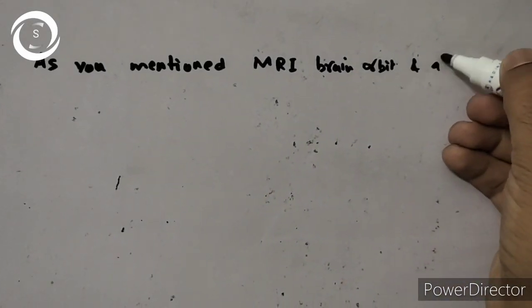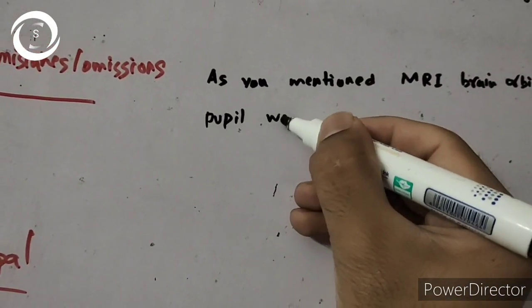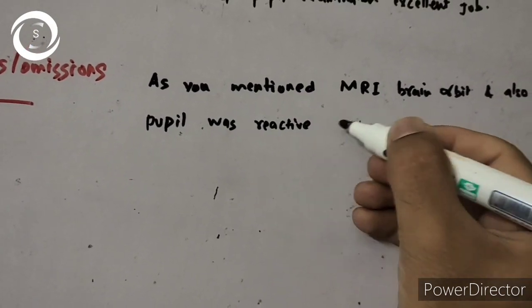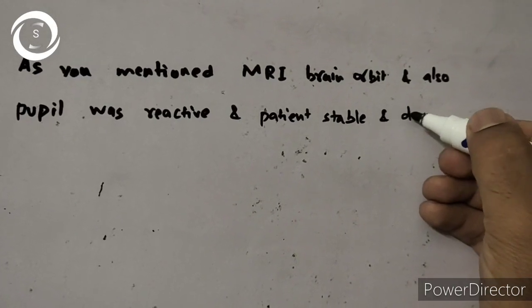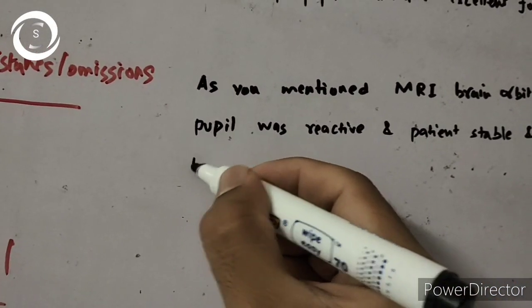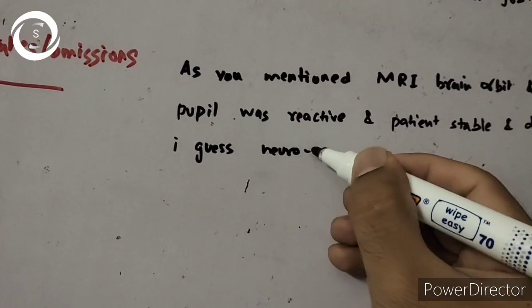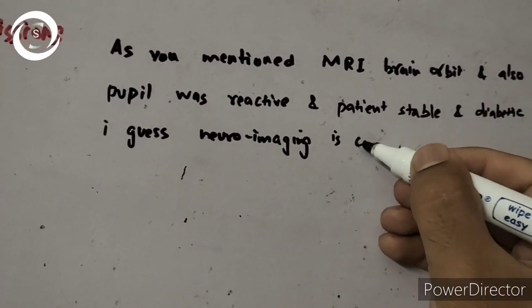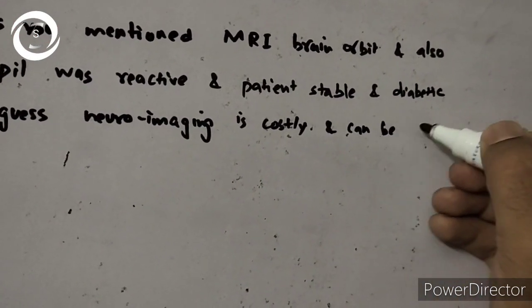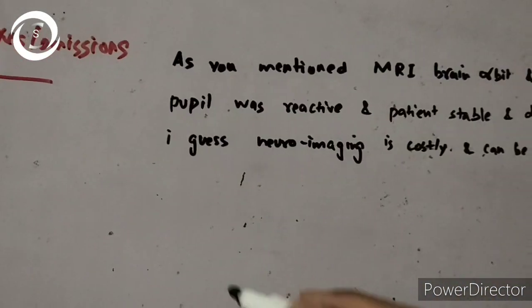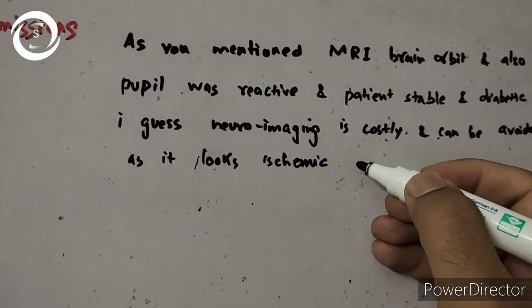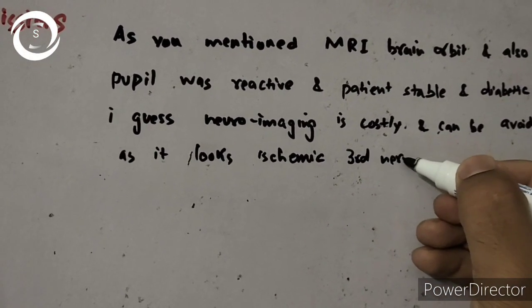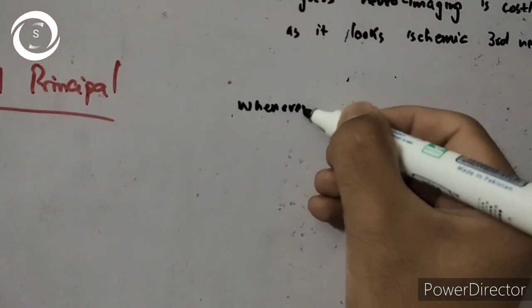Now give evidence about errors or omissions. In my opinion you have taken a good history and done a very good examination, but you have told me that you will do an MRI. As the patient was diabetic and you have checked the pupil and it was round, reactive and regular, the pupil was not involved. So most probably it is an ischemic third nerve palsy, and we can omit that expensive neuroimaging.